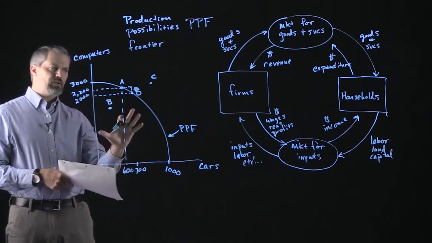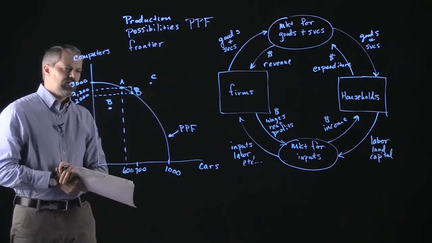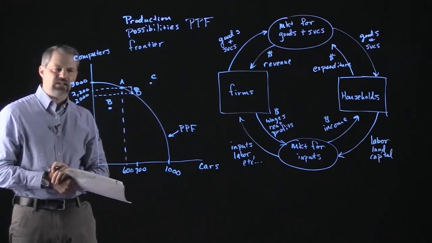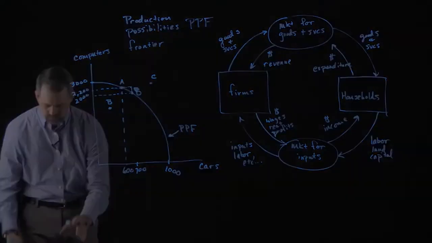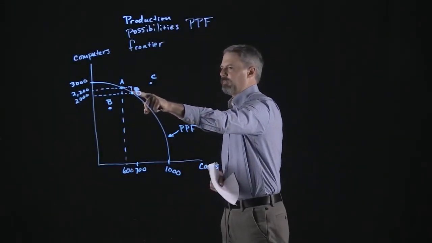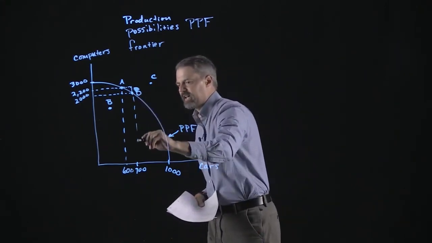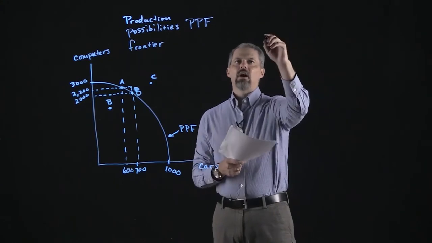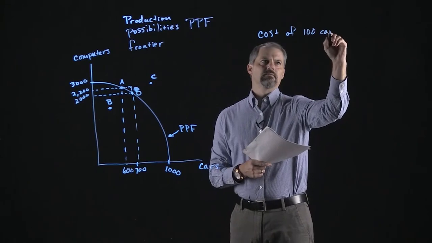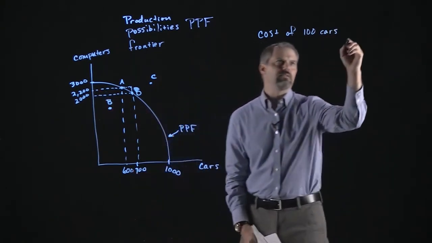So what I want to do is clear off that side of the board so that I can do some work over there, and then we'll think about what the opportunity cost looks like on this picture. So what we've got here is a movement from point A to point D, and we're getting 100 more cars. Let's extend that down. So the cost of 100 cars, what we're giving up to get those 100 cars, the cost is 200 computers.